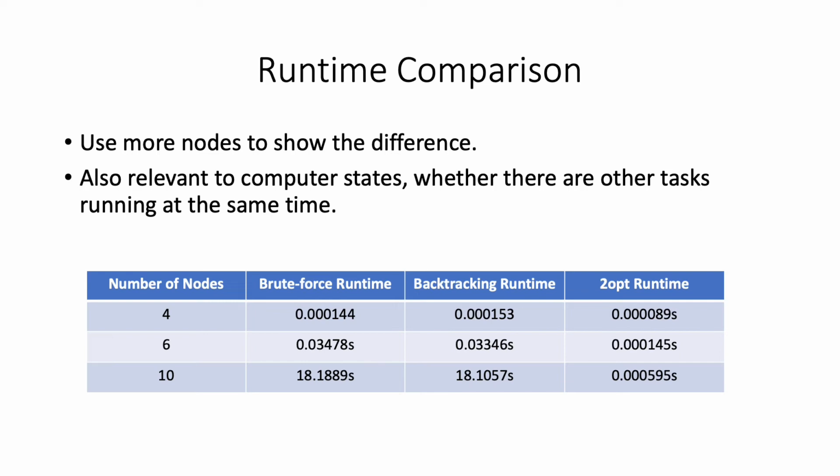So I think we should use more nodes to show the difference between the different algorithms. And the runtime is also relevant to computer states, like whether there are other tasks running at the same time. It can make a difference to the runtime.